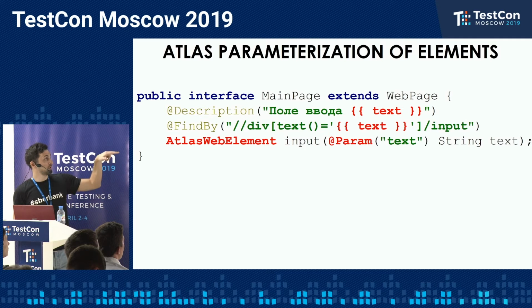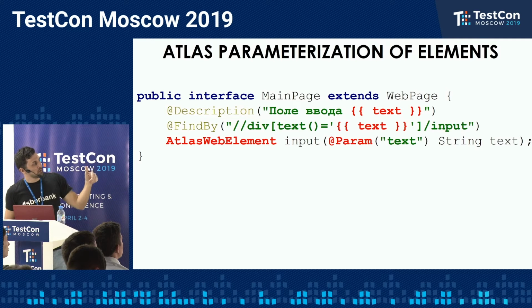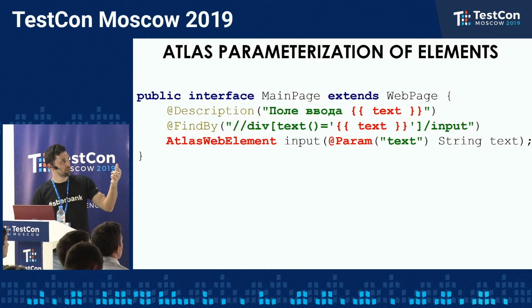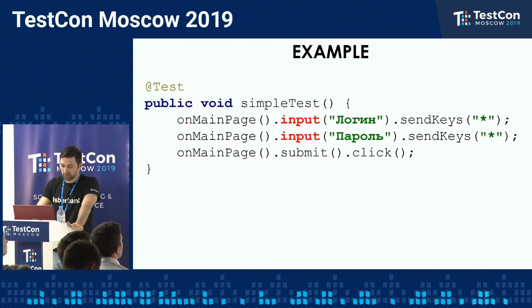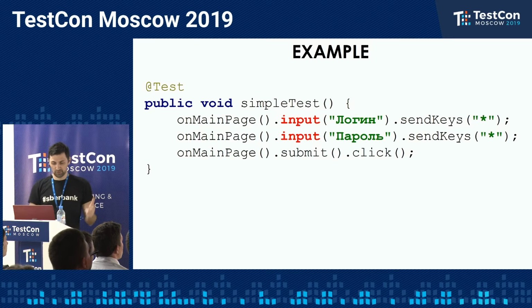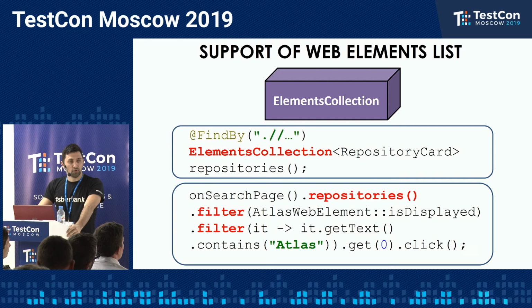So how is parameterization realized here? You use web element here, so you have added param here. When you send some value to this method, it will be replaced with the red text in parentheses. So it will look like this: you open some page and call some parameterized element based on some value, and you do the action based on that value.